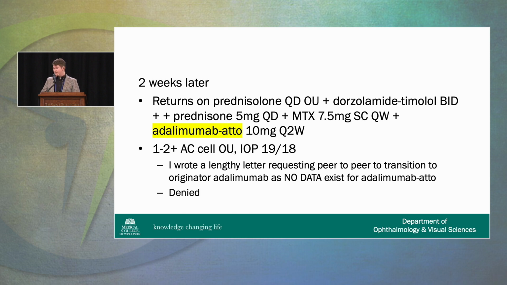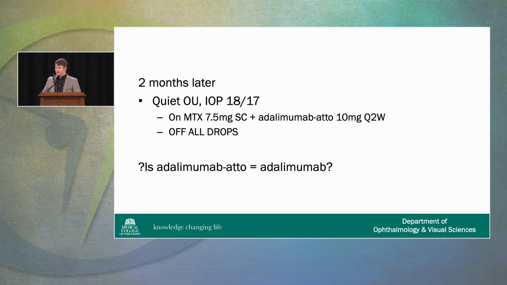Good news though, cell is coming down, he's at 1 to 2+ in both eyes, pressures are doing okay. I wrote a really long letter to them telling them that there's no data about this. I cited the study in Egypt that wasn't doing well, and it was denied. So 2 months later, as a positive, before that methotrexate's really working, child's quiet. He's on the ATTO, he's on methotrexate, he's off all of his drops. So is this an indication that ATTO is working? I hope so. I really, really hope so. I wish we weren't trying it in a 3-year-old.